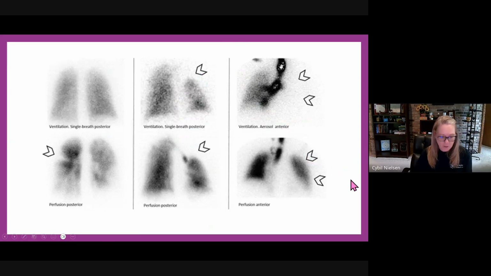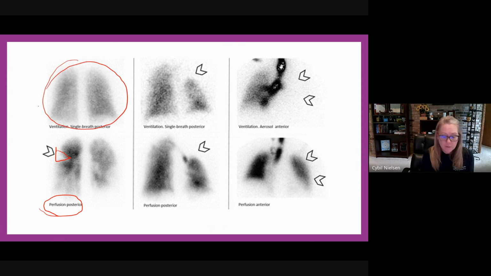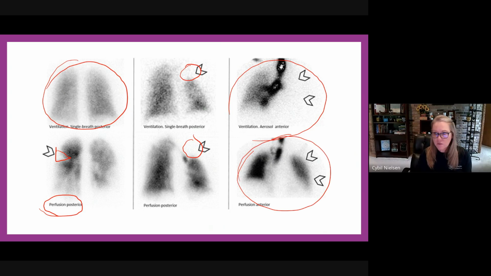Okay, so this is what we're looking for. This is a perfusion defect. It's wedge-shaped and normal ventilation. So that's a mismatch, positive for PE. This one is a matching defect, so that's negative for PE. This one is a reverse mismatch. Sometimes you can get that with severe pneumonia.